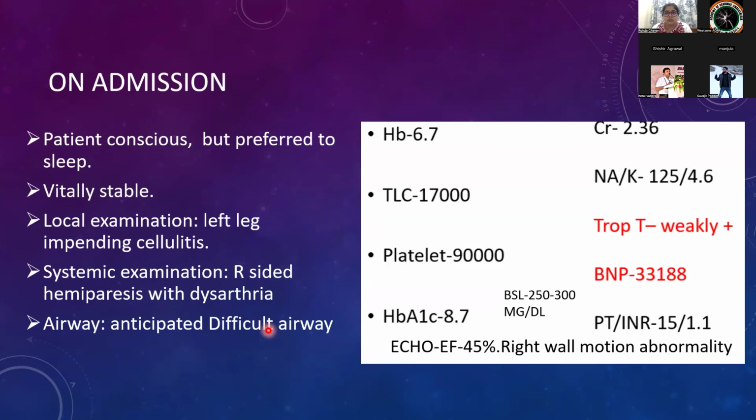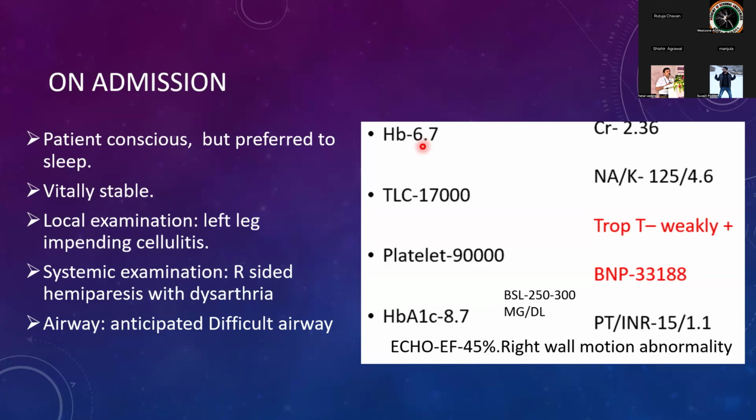So, when he was admitted to our hospital, he was conscious, but he preferred to sleep. He was vitally stable. He didn't require any inotropic support. Local examination showed left leg impending cellulitis. On systemic examination, there was right-sided hemiparesis with dysarthria. We were also anticipating a difficult airway. He had a heavy jaw and double chin.